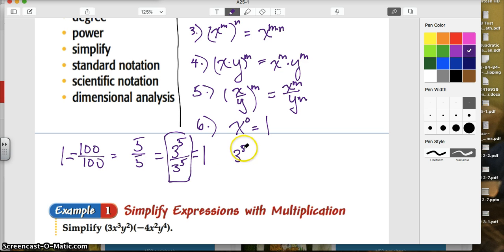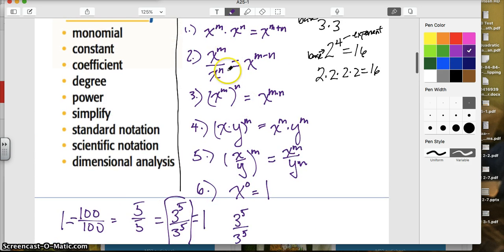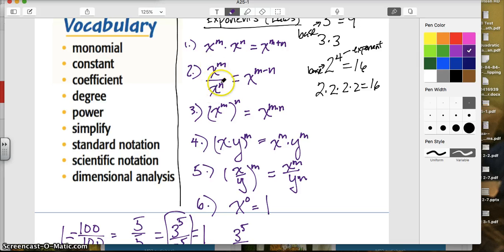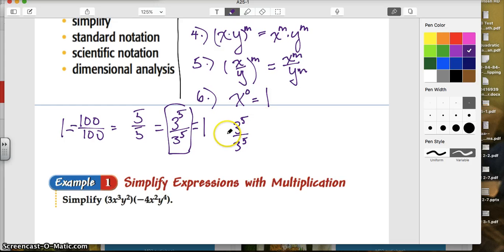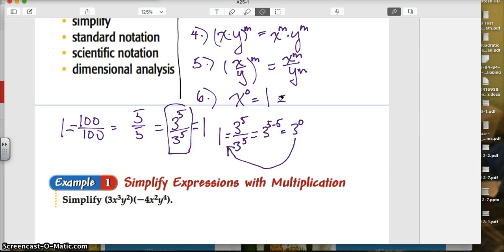If I have 3 to the 5th power over 3 to the 5th power, back up here in rule number 2, we know that when we are dividing numbers with the same base, we can subtract their exponents. So what would happen if I subtracted the exponents on this thing that I already know is equal to 1? I would get 3 to the 5 minus 5. 3 to the 5 minus 5 is also written as 3 to the 0, which we already know to be 1. We can do this with any number, and so we can carefully and comfortably conclude that x to the 0 power is equal to 1. And I don't need any more equal signs because that's all we need to know.